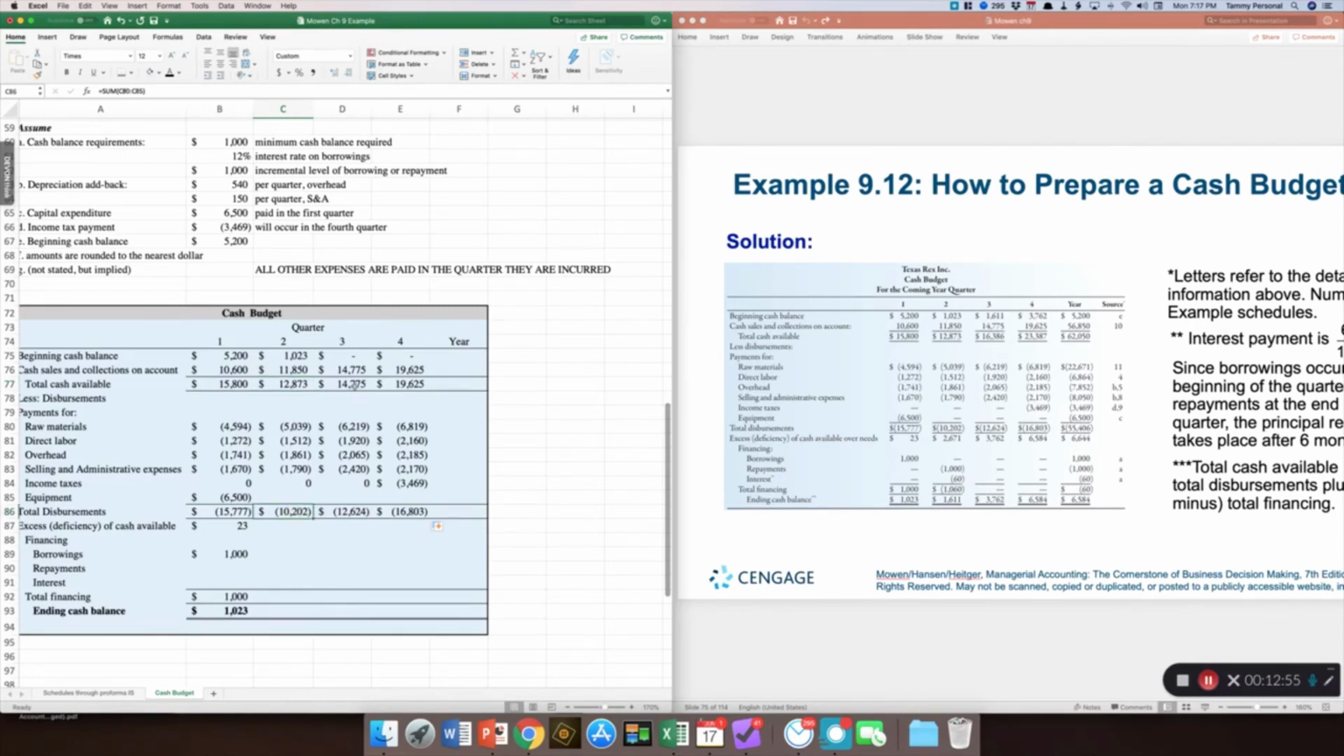In quarter 3, we still are not calculating all the way because we haven't completed this column here. But so far we're looking good. Our total disbursements were 10,202. So that means that we have $2,600 left over, so we can go ahead and repay that to the tune of negative $1,000 in cash flow.